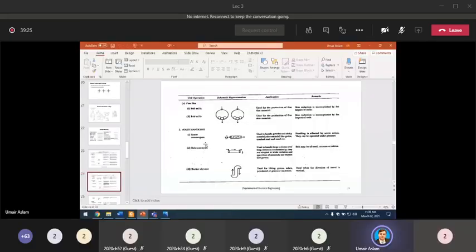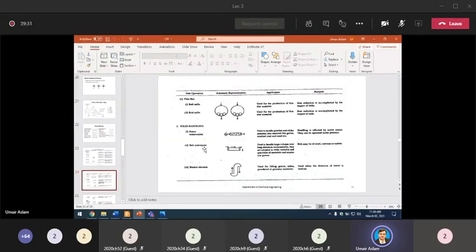So screw conveyors and especially belt conveyors are used for the horizontal movement of solids. If we want to transport solid from a lower level to a higher level, if we want to elevate the solid material, like from the ground floor to the third floor, in case of elevation of solids we use a bucket elevator. And they work like this.